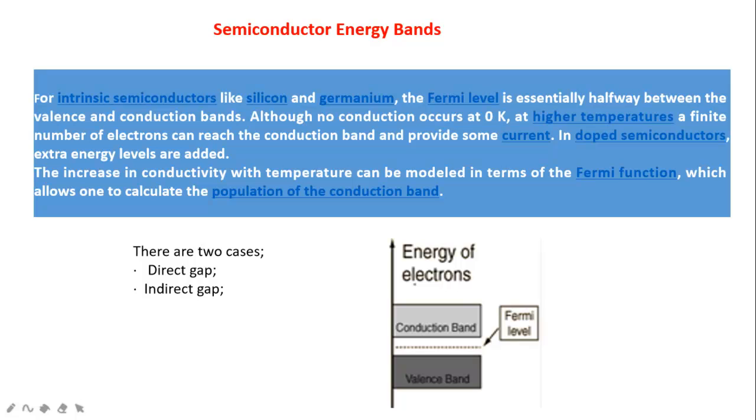So basically these are all semiconductor energy bands, and we'll talk about Fermi levels in our next lectures, and we know about the band gap. Now, there are two cases, direct gap or indirect gap. I'll tell you about this also in my next lecture.